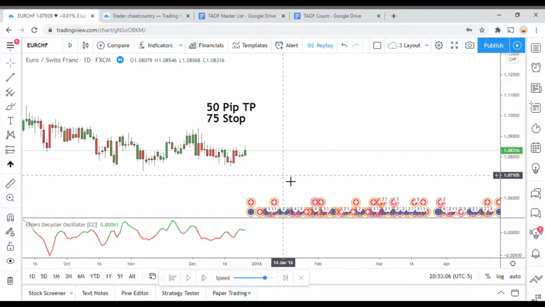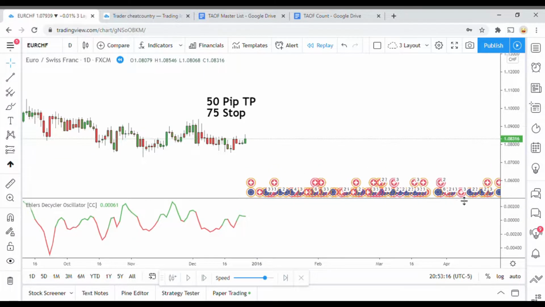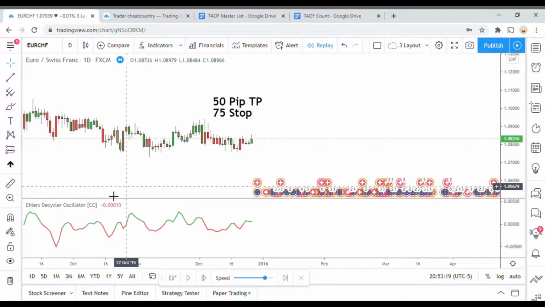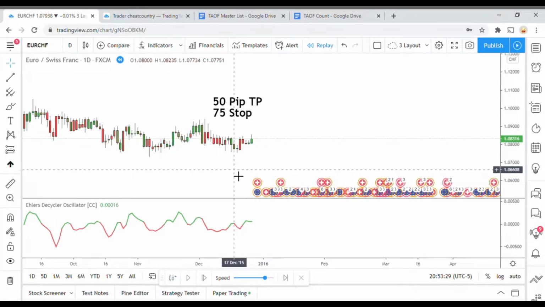All right, so like I said, the indicator today is Ehlers Decycler Oscillator. You can see it here on the bottom of the screen. It's a pretty simple setup. It's an oscillating line, and it turns red and it turns green. When it turns green, that is a signal to go long. When it turns red, that is a signal to go short. It is a TradingView member created indicator, and so of course you can find a link to it down below in the description.